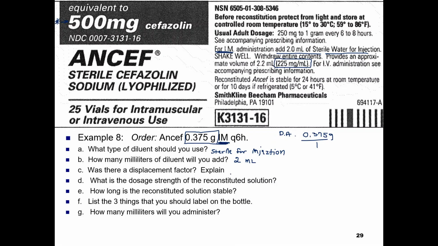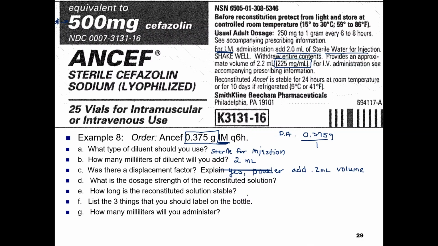So was there a displacement factor? And the answer is yes. And that means I know this because the powder added 0.2 milliliters of volume. So in Part B here, I'm adding 2 milliliters of diluent, but then the total volume is 2.2. So even though I shake that really well and the powder dissolves, it adds volume. That powder still takes up space.